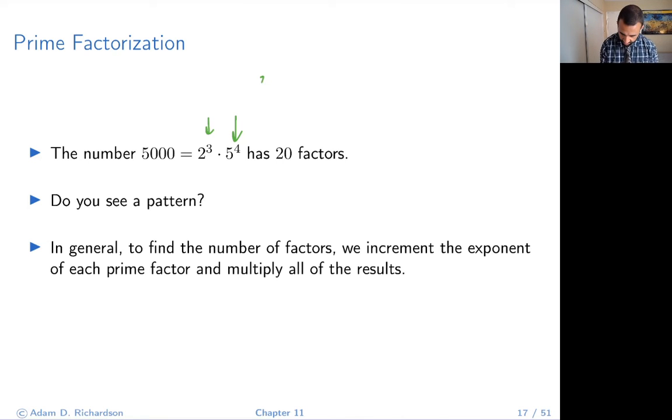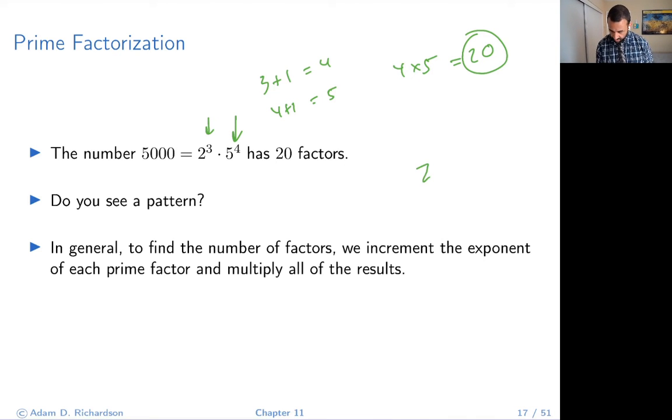So in this case, 3 plus 1, that's 4. 4 plus 1, that's 5. And 4 times 5 equals 20. That's the number of factors. That's it. So with 72, which was 2 cubed times 3 squared, we would increment each of those, and multiply 4 times 3 to get 12, which is how many factors 72 has.